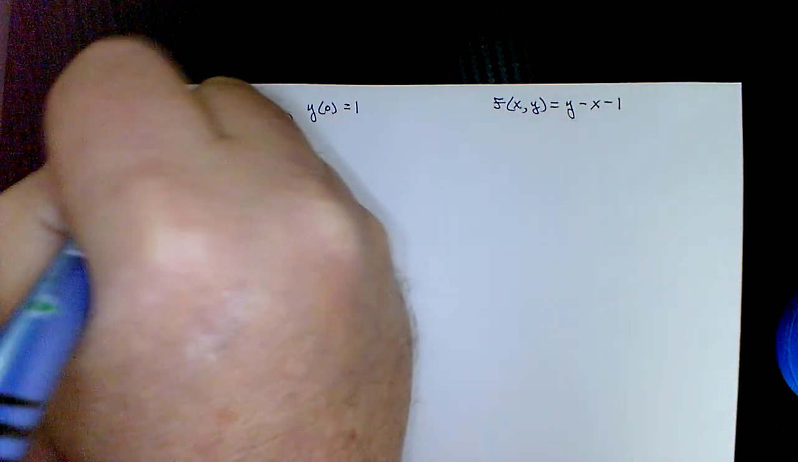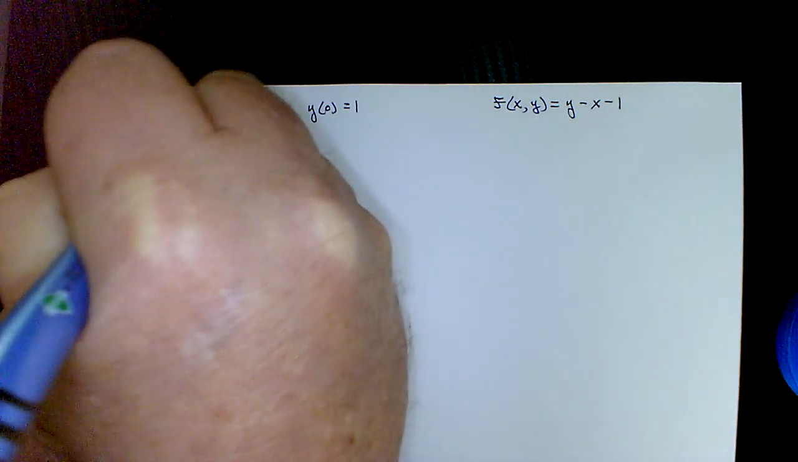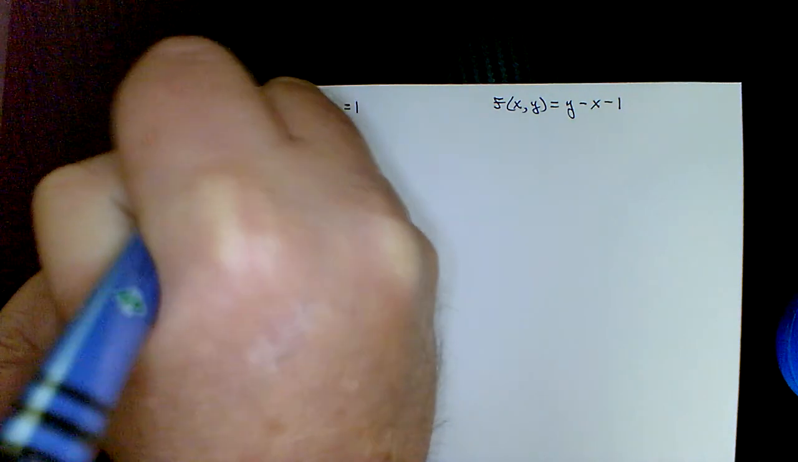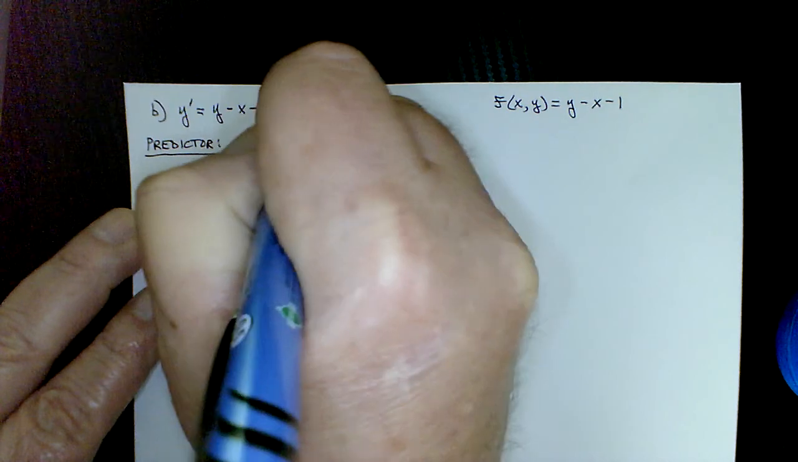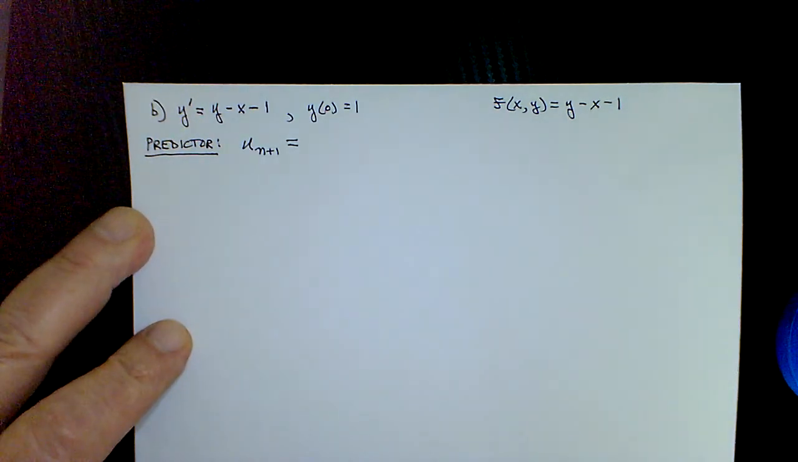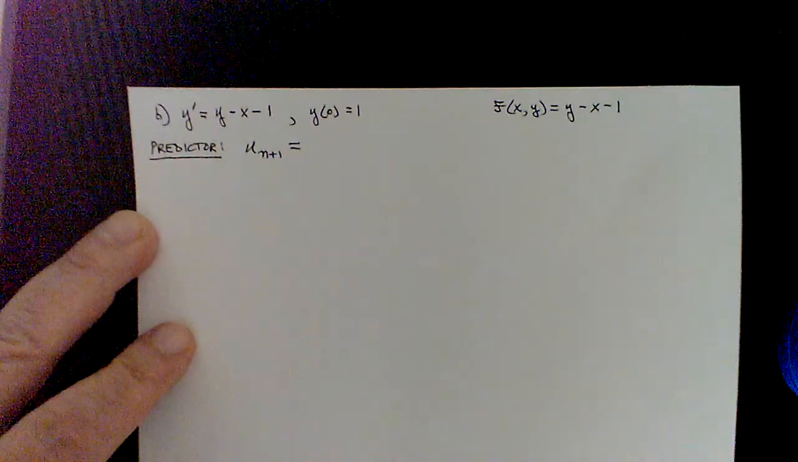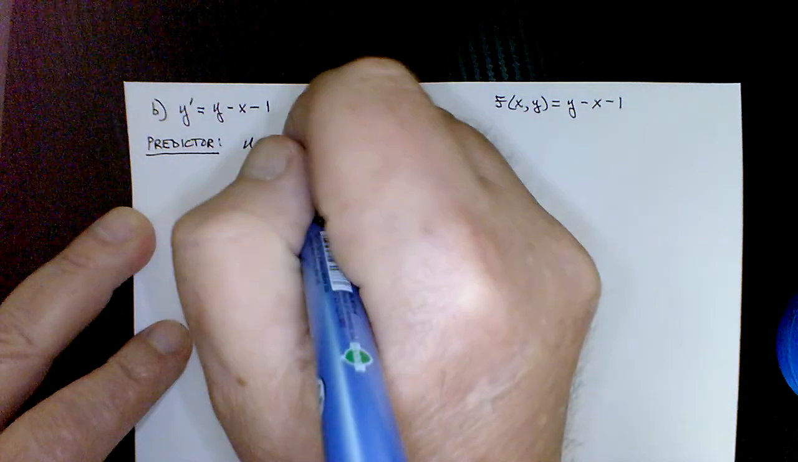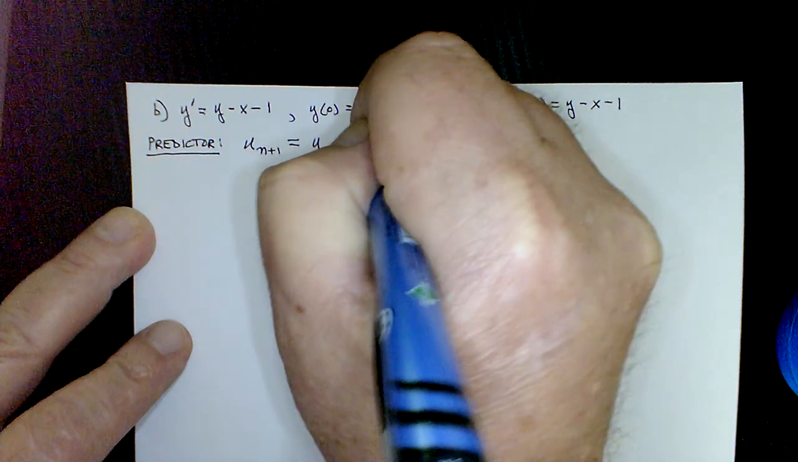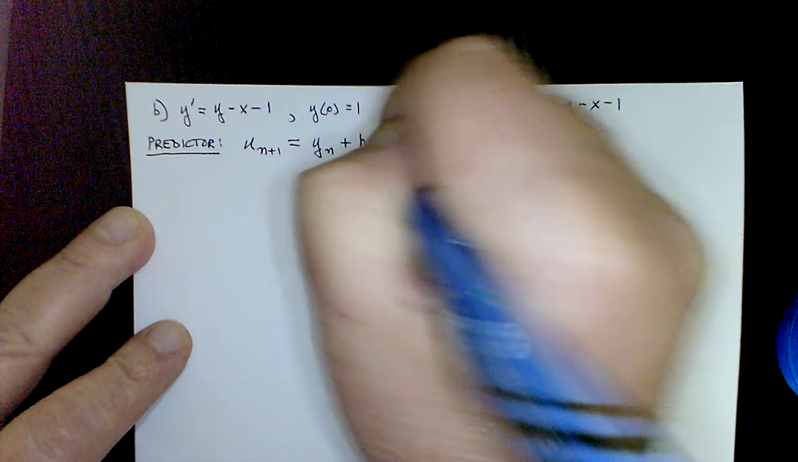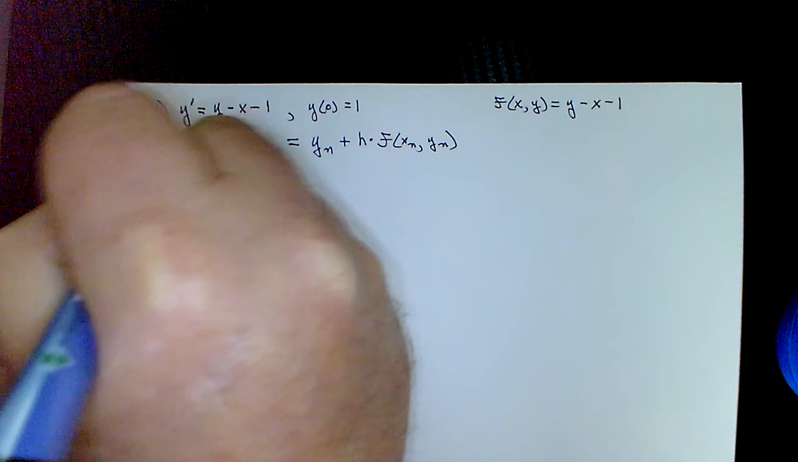So we'll write out the predictor corrector formulas. The predictor is u sub n plus 1, and that's given by y sub n plus h times f of x sub n, y sub n. It's really just our Euler formula. And then the corrector.